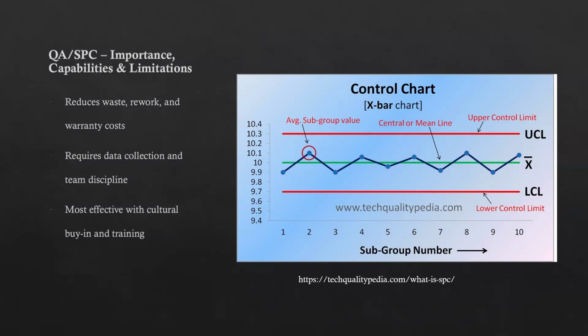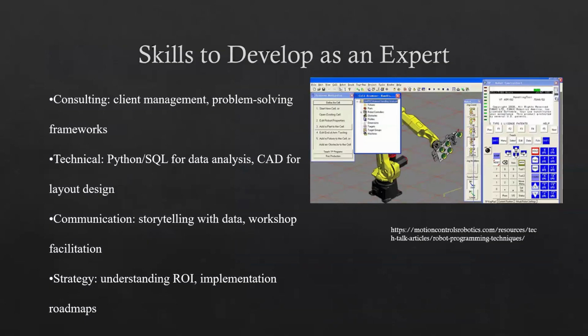So, skills to develop in consulting: we need to work on client management and problem-solving frameworks like root cause problem solving that I just mentioned. Technical stuff: Python, SQL for data analysis. These are essentials. CAD for layout design. I have a diagram to the right of Robot Studio, the super simple lean manufacturing tool that we use to program robots to do things like pick up bottles and move them. Communication: we need to make sure that all communication is streamlined. And strategy: we need to ensure that return on investment is maximized.